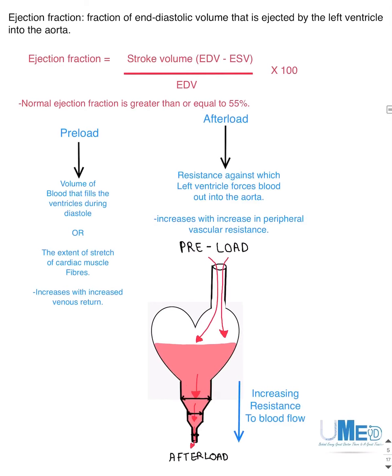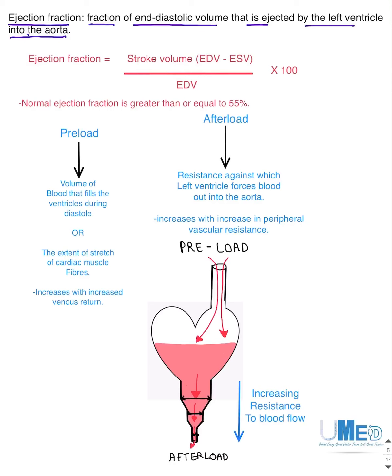Okay, so the next concept that we need to discuss is ejection fraction. We define ejection fraction as the fraction of end diastolic volume that is ejected by the left ventricle into the aorta. So the part of the end diastolic volume that is ejected by the left ventricle into the aorta is the ejection fraction.